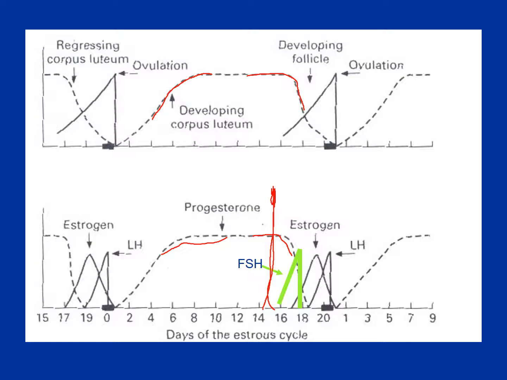The GnRH will cause the anterior pituitary gland to release FSH. It will cause this follicle to develop and go to maturity. We have the high estrogen levels here, which will make the animal exhibit estrus. We've got that mature follicle.